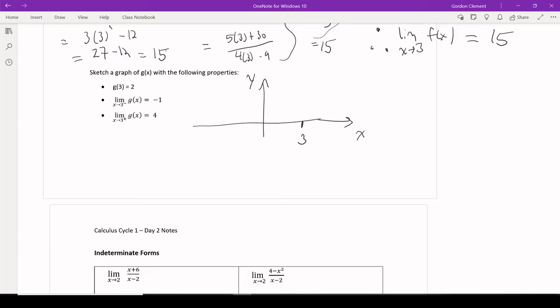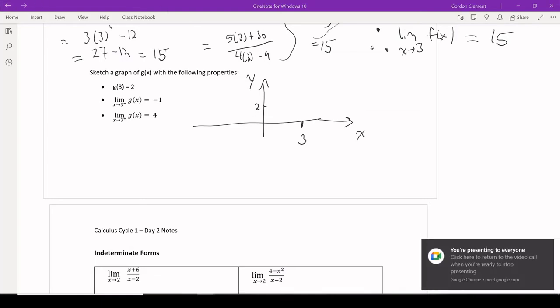So I want you to draw any graph with these properties. g of 3 has to be 2. The limit from the left of 3 has to be -1, and the limit from the right of 3 has to be 4. So see if you can take a minute, see if you can draw any function that does those three things. Maybe if you're feeling brave, you can send a picture of your drawing to the Google chat.